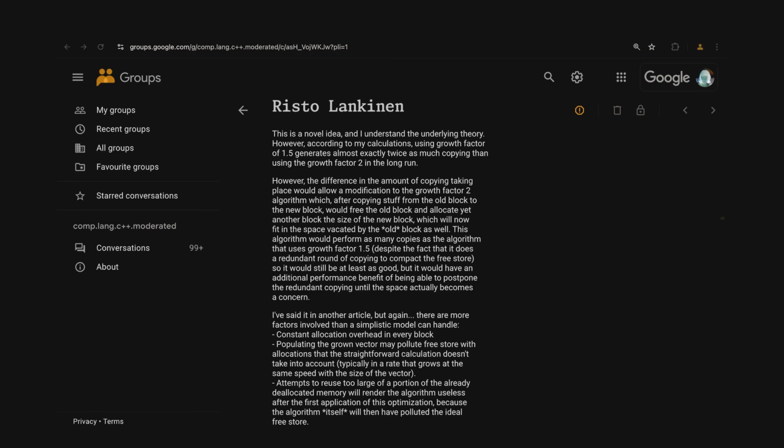But then it struck me, an idea so fundamentally bizarre that I dismissed it even as I read it. I'm going to call this algorithm Lankinen's algorithm since I've never heard of it anywhere else, and he seems to have crafted it himself just for this comment. And it works like this.